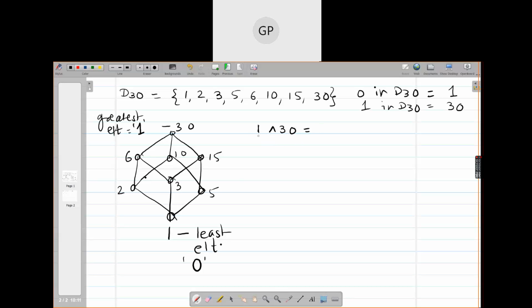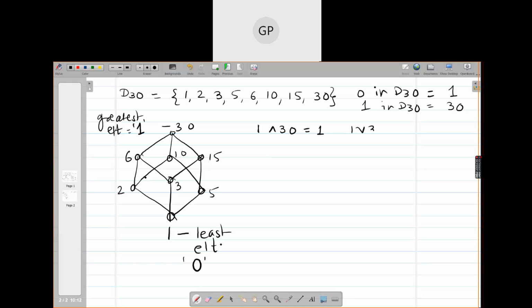1 और 30 के कॉमन लोअर बाउंड्स कौन से हैं? Which elements are the lower bounds of 1 and 30? See, all the elements are lower bounds of 30. But all the elements are not lower bounds of 1. 1 के लिए सिर्फ वो खुद lower bound है. So 1 meet 30, the greatest lower bound will be 1.